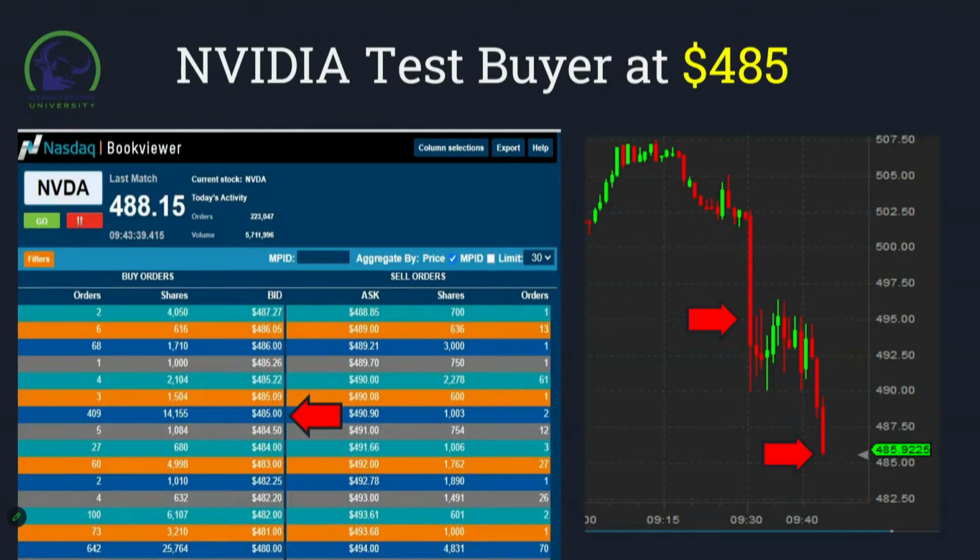It tested the next biggest buyer. Guess what? That buyer got executed. It went down to the next biggest buyer, which was at the price of 480. Finally it found its sweet spot. People are like, you know what? I'm a big buyer here. Never wanted to go past that, and that's how the stock started going back up.